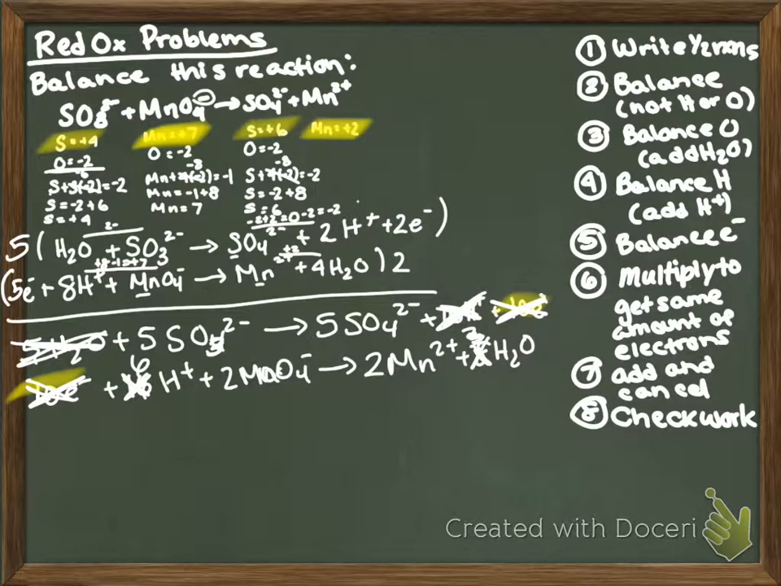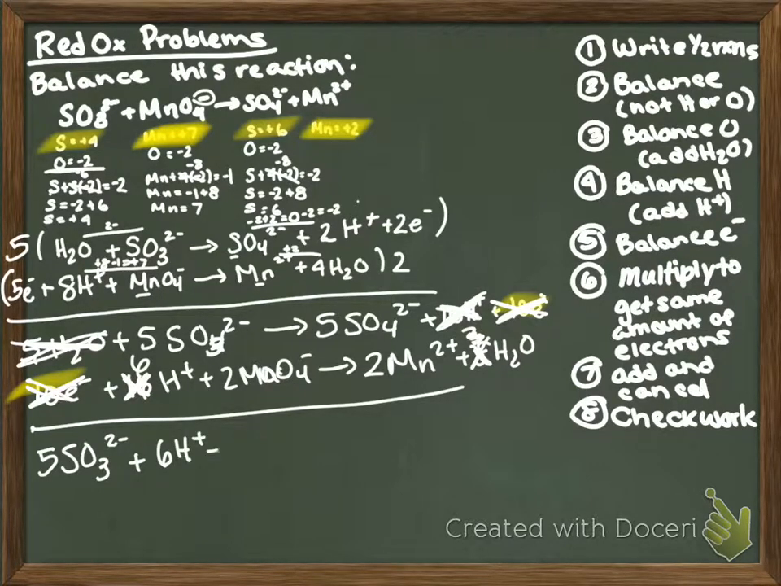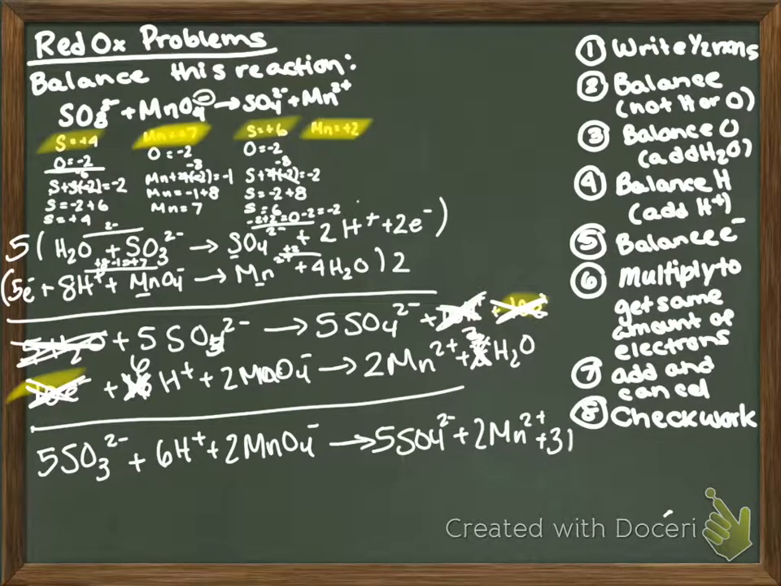Now that I've canceled everything that's identical, I can just go ahead and copy that down and add those two equations together to get my final answer. So what I'm going to do is take my 5 SO3 2- plus 6 H+ plus 2 MnO4-. That's everything from my reactants from both half reactions. And then I'm going to have 5 SO4 2- plus 2 Mn2+ plus those 3 waters that I had left over. And that's going to be my final answer.